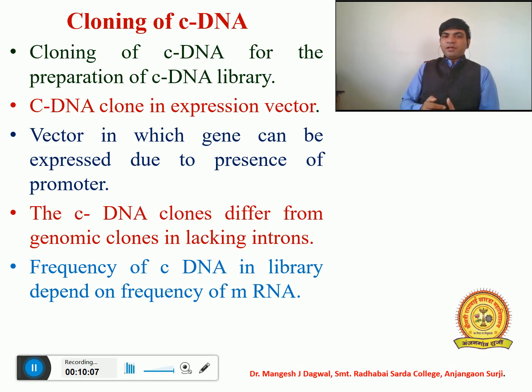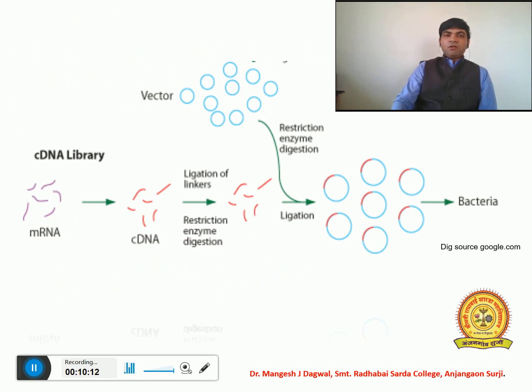Frequency of cDNA in a library depends on the frequency of the messenger RNA. Now this is the construction of the cDNA library. In this diagram we can see this messenger RNA, this forms the cDNA. This cDNA is inserted into the vector. In that vector there is the use of restriction enzyme, and these cDNA are inserted into that vector, and here is the formation of the vector along with the cDNA that is transformed into the bacterial cell for the formation of a number of copies. So this is the diagrammatic representation for the formation of the cDNA library.